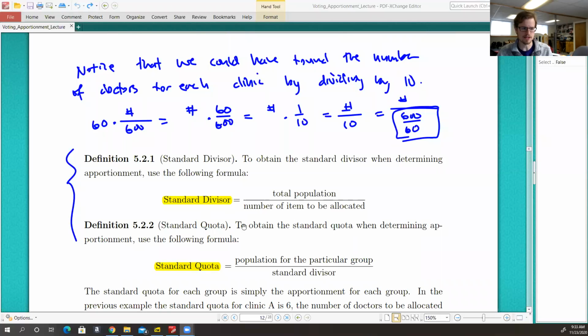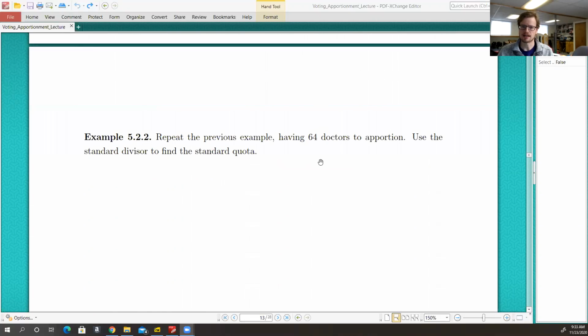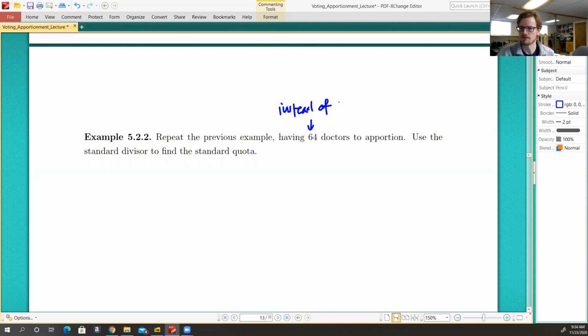So we want to repeat this, but we want to recognize that there will be situations where the numbers really don't work out so nicely. So let's take a look at essentially the same example, but determine the standard quota if there were 64 doctors instead of 60, like the previous problem.